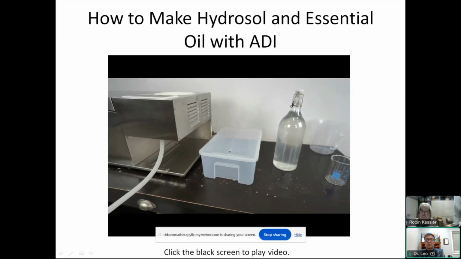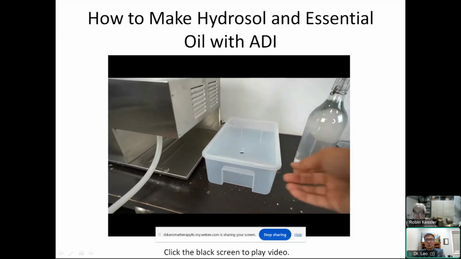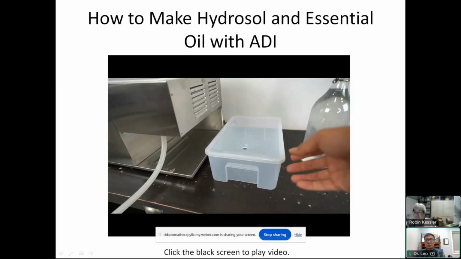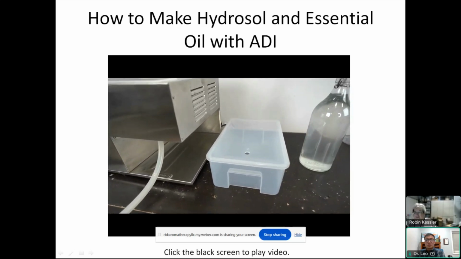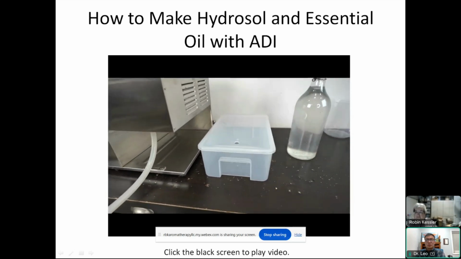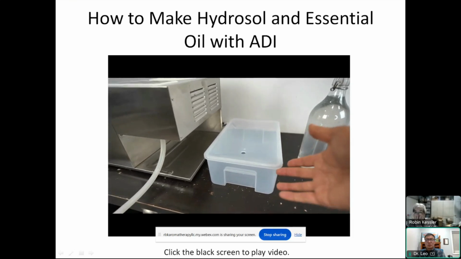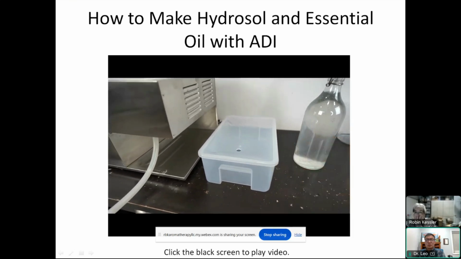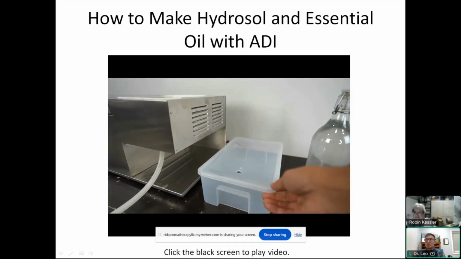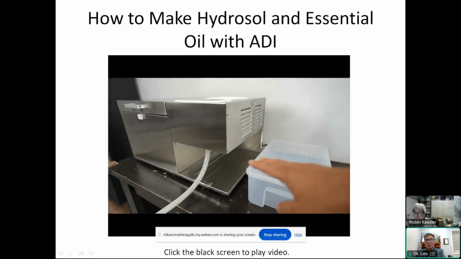One more thing I want to talk about is the box. This box is made of PP, food grade. PP is commonly used for drinking cups and food storage. It's very chemical resistant. It stays stable with the essential oil, but it's recommended for just temporary collection. When you make hydrosol, you can just directly put it in there.